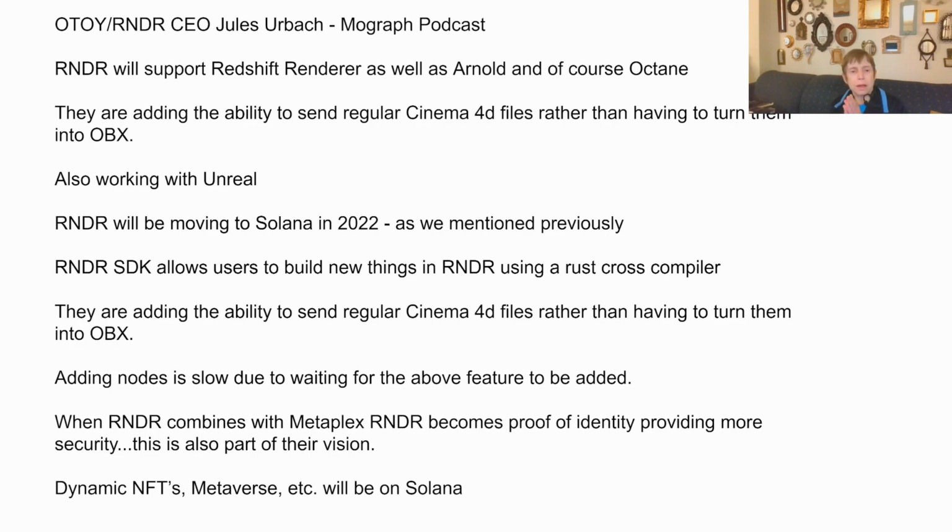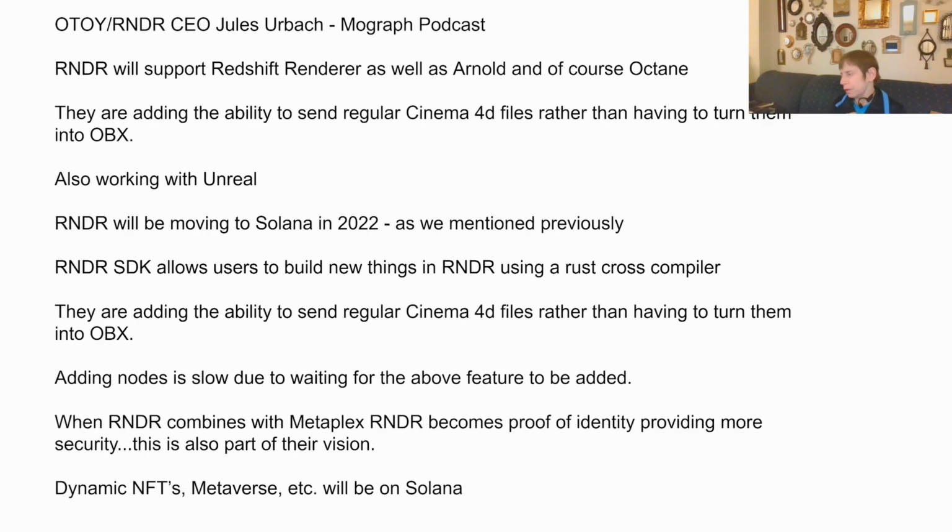The other thing, and I'm going to get back to the nodes in a minute, is when Render combines with Metaplex, which we've also looked at, you're going to have proof of identity, increasing security for the artist in terms of not having their art stolen. And that's going to come from Render and Solana, not from Metaplex per se. Although, as we saw, Metaplex provides a full listing of what you've done with your work.